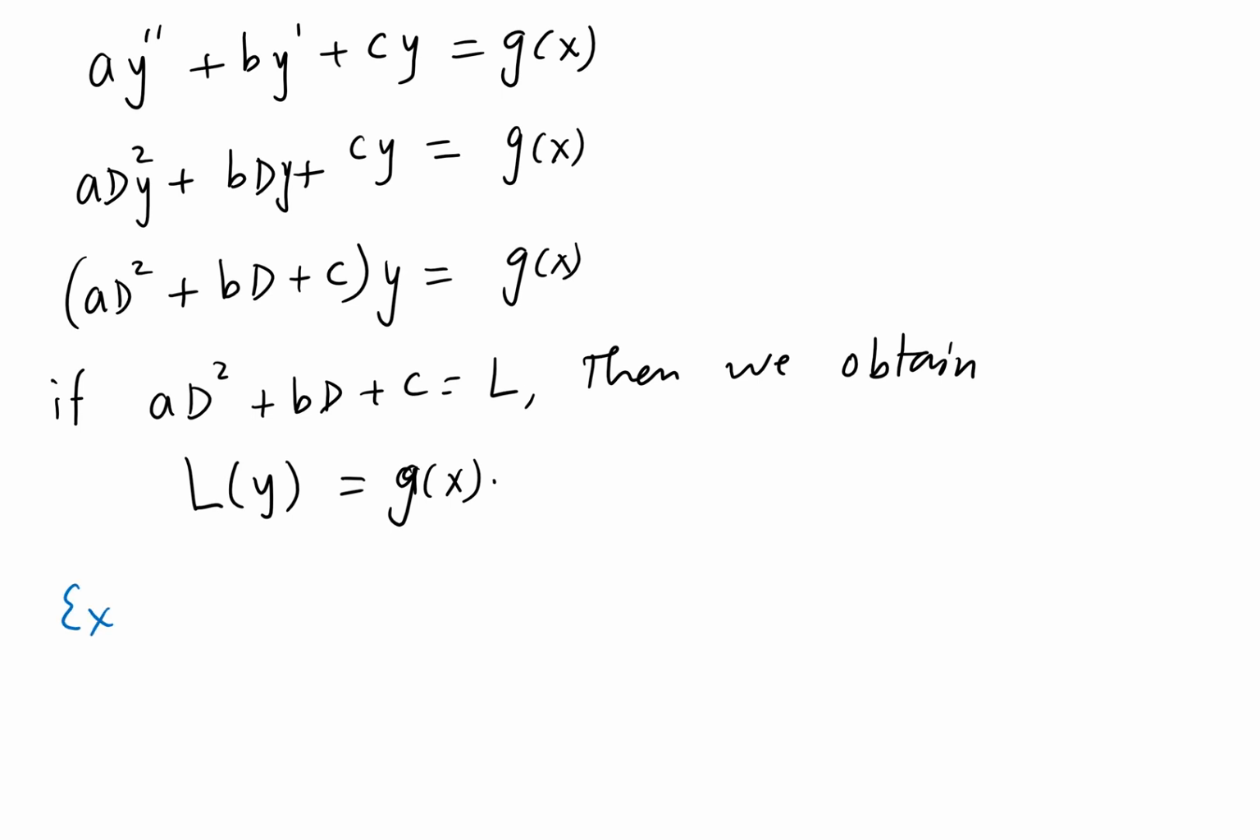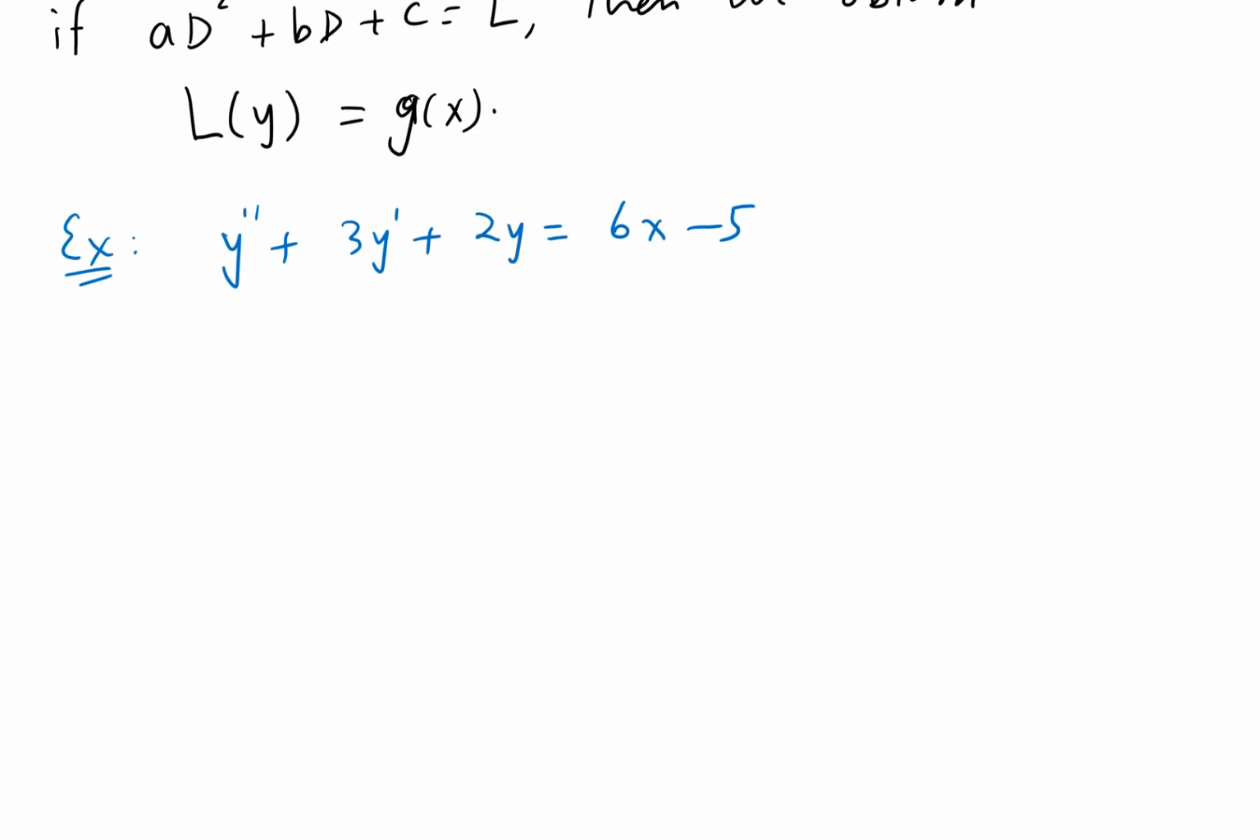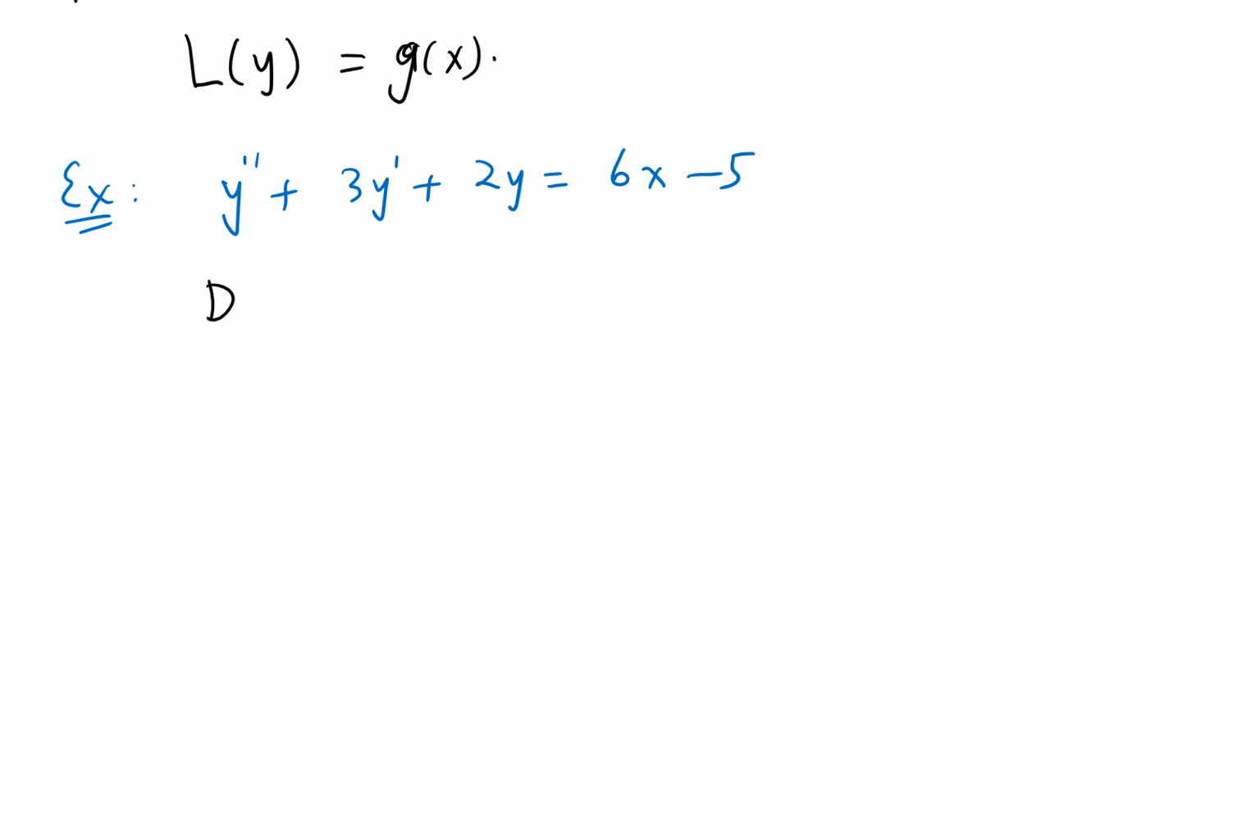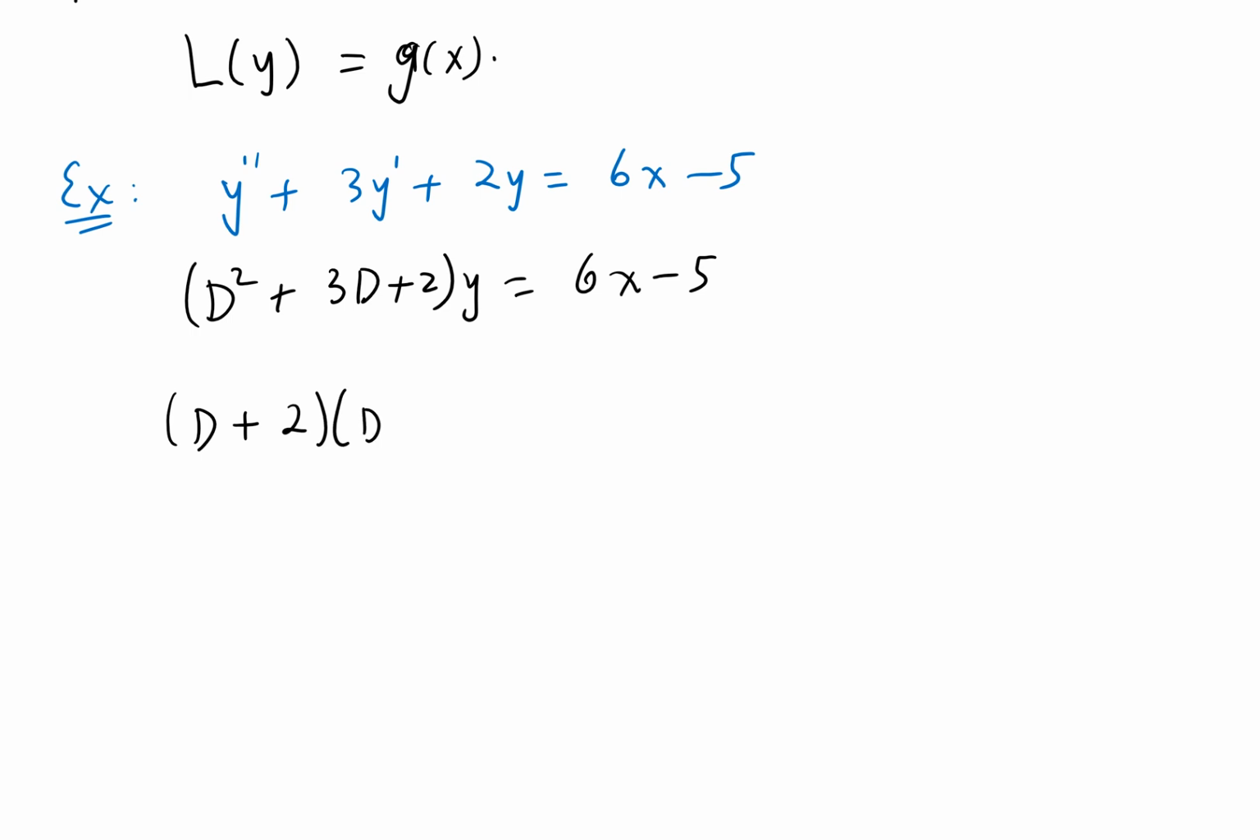As an example, let's say I want to transform the differential equation y double prime plus 3y prime plus 2y equals 6x minus 5 using a differential operator. This can be written as (D squared plus 3D plus 2) times y equals 6x minus 5. To move further, you can factor the expression D squared plus 3D plus 2 as (D plus 2)(D plus 1), y equals 6x minus 5.